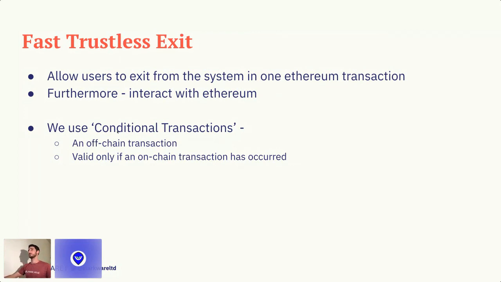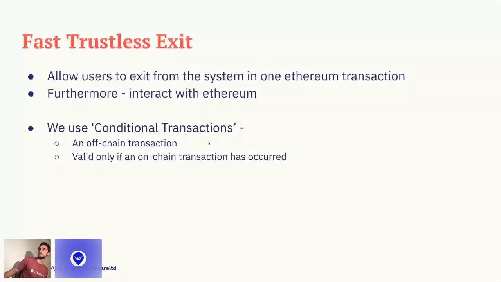And in order to facilitate those requirements, what we use is a conditional transaction. Okay, a conditional transaction is an off-chain transaction. It means it is a transaction that is done in the off-chain state, not on Ethereum. And the special property of a conditional transaction is that it is valid only if an on-chain transaction has occurred. Okay, maybe it's a bit confusing.